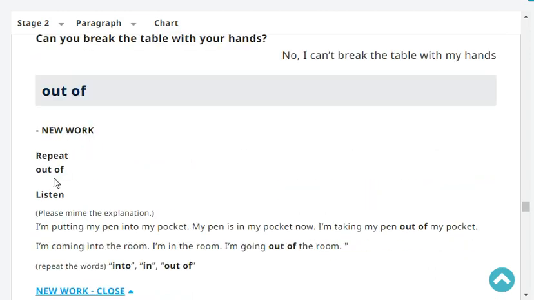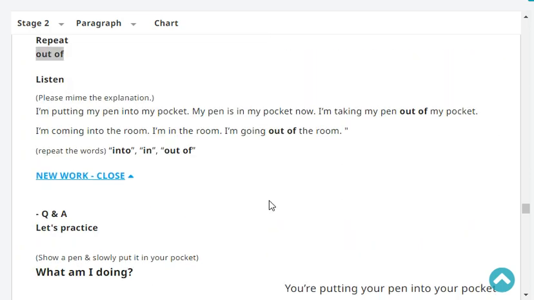Okay, so let's start. Let's have the first phrasal verb, out of. Out of. Very good. Okay, listen. Out of. For example, I'm putting my pen into my pocket. My pen is in my pocket now. And I'm taking my pen out of my pocket. Another example, I'm coming into the room. I'm in the room now. And I'm going out of the room. Out of. Okay, let's practice.